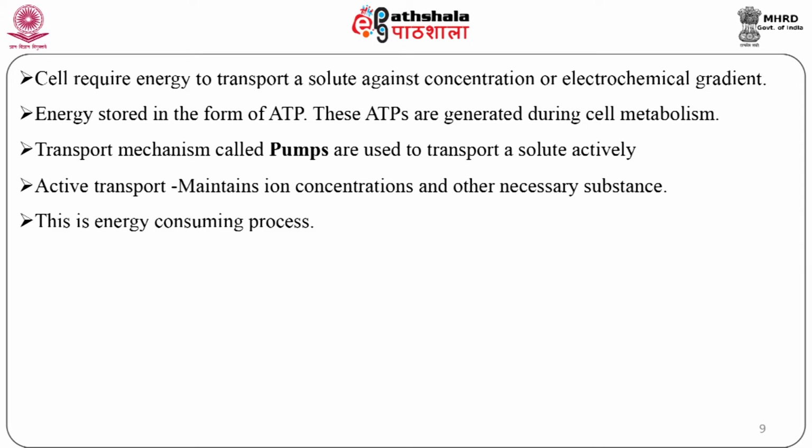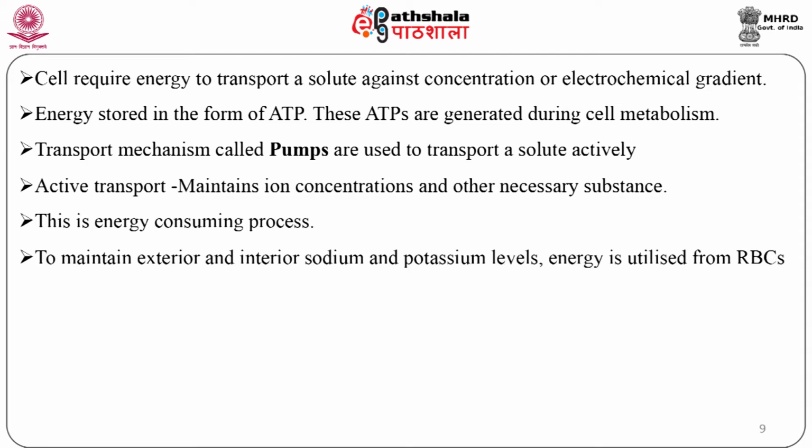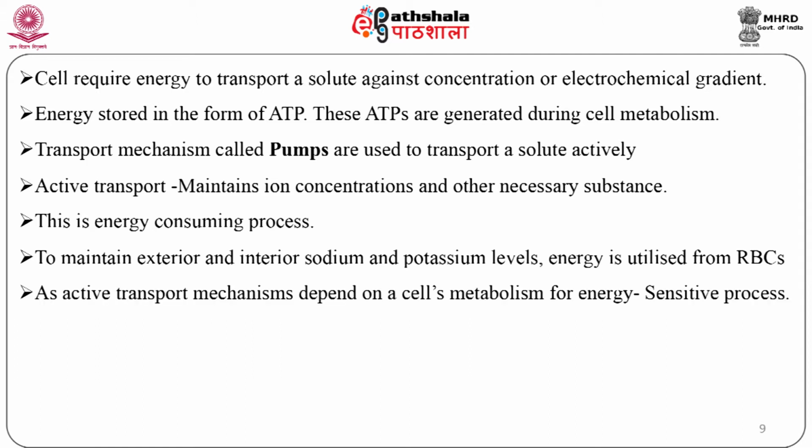Cells need to spend much of their supply of metabolic energy to maintain this process. For example, most of the red blood cells' metabolic energy is utilized to maintain the imbalance between exterior and interior sodium and potassium levels required by that cell. Because active transport mechanisms depend on a cell's metabolism for energy, they are sensitive to many metabolic processes that interfere with the supply of ATP.